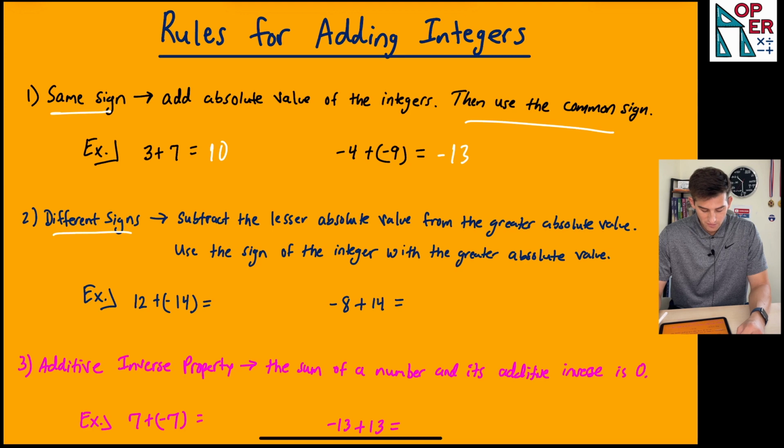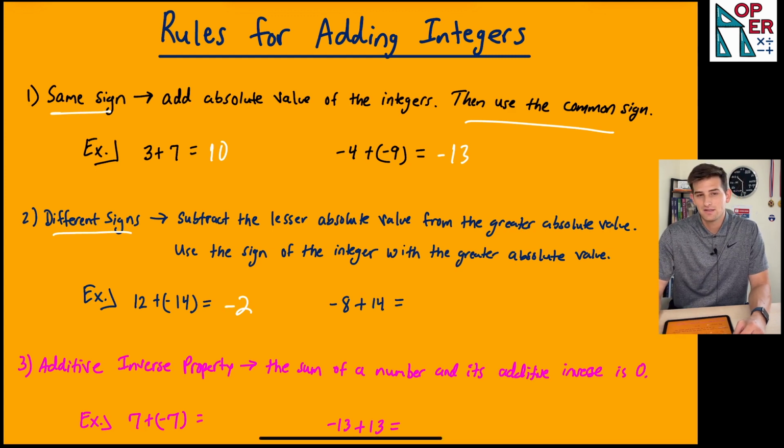All right, so for example number 1, we have 12 plus -14. So if I think about the absolute value of both of these, we have 12 and we have 14. So which one is less? 12 is less, right? So we're going to take 12 and we're going to subtract it from 14. That's what it tells us, subtract the lesser absolute value from the greater. Well, that would leave us with 2, right? 14 minus 12. And now we're going to use the sign of the integer that had the greater absolute value, which would be 14. So this is actually going to be -2.